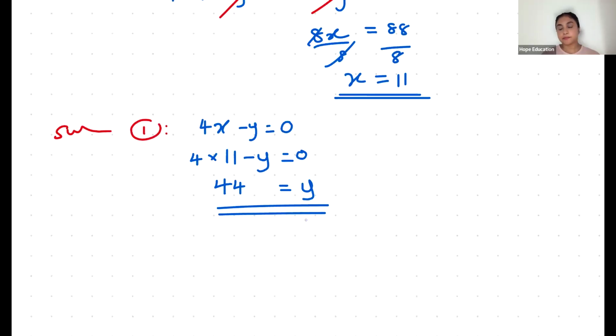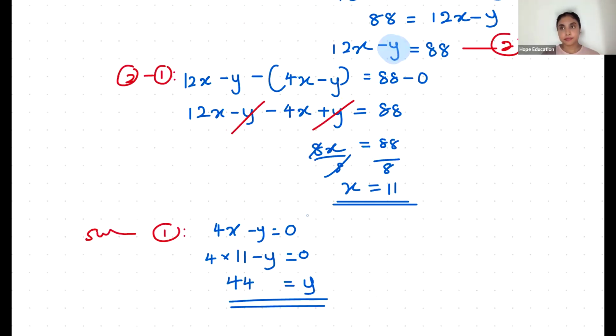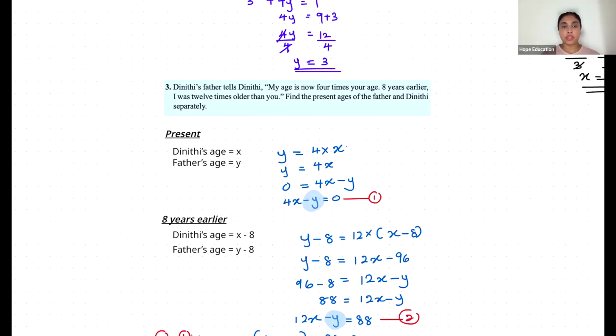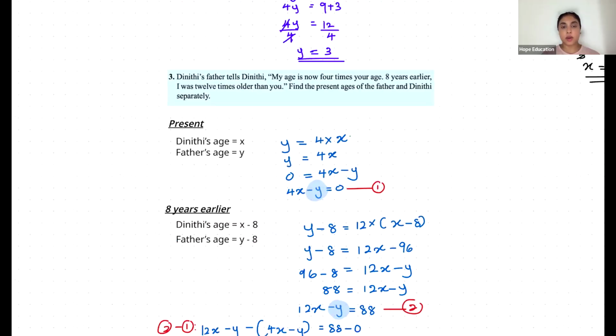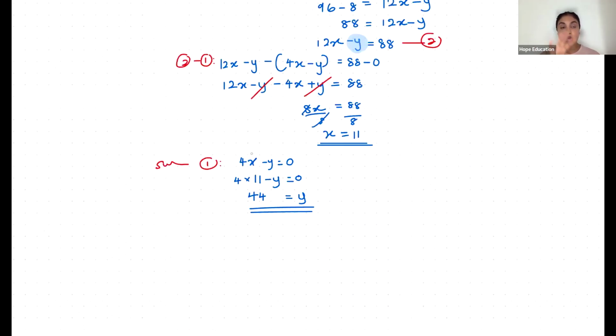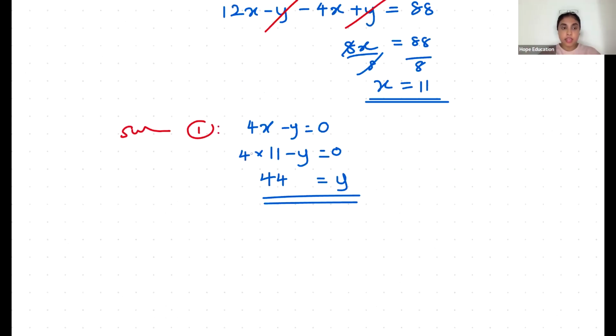Is that clear? What are they asking? Find the percentages of the father and Diniti. So Diniti's percentage is x, father's is y. Then you don't stop here. This is a statement question, a real life scenario. So you have to write at the end two statements like this. Diniti's age we took as x and x we found as 11. So it's 11 years. You have to put the proper unit and write at the end.